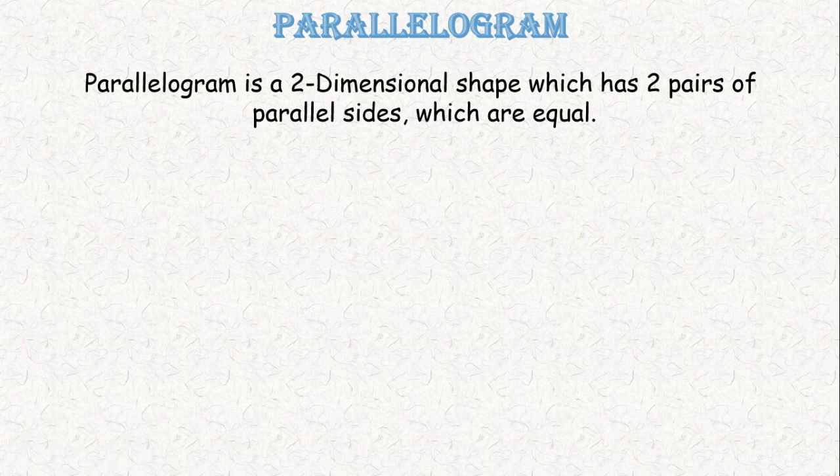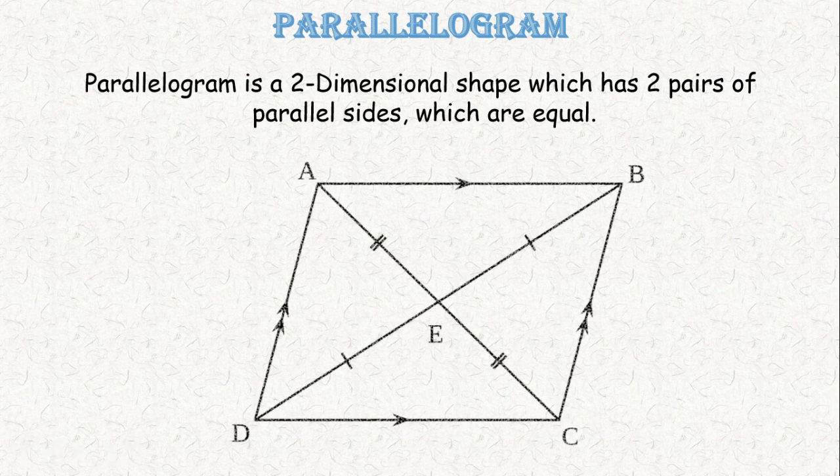Today we are going to discuss parallelogram. Now what is a parallelogram? A parallelogram is a quadrilateral with four sides, and it's a two-dimensional shape which has two pairs of parallel sides that are equal. Here the simple logic in the parallelogram is that two opposite sides are parallel. Here AB and DC are opposite, and AD, BC are opposite. These two are opposite and parallel to each other.